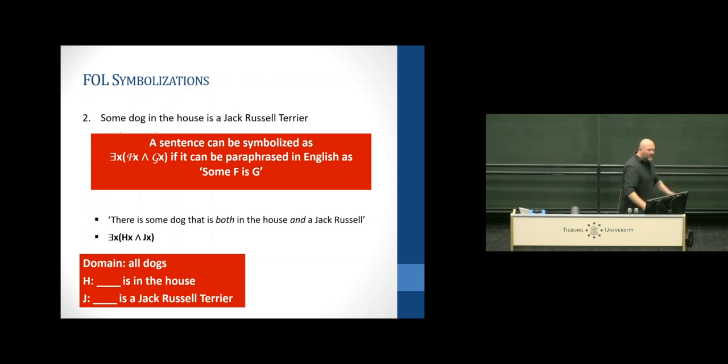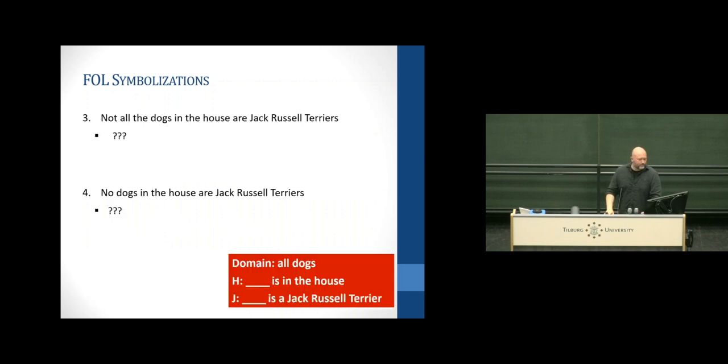So, we did every F is G, we did some F is G. Let's talk about the next one, number 3. Before we go on, what questions do you have for me on these two? Okay, we'll keep going. So 3 and 4 we'll do together. Symbolization key is the same. Sentence 3, not all dogs in the house are Jack Russells. Sentence 4, no dogs in the house are Jack Russells.